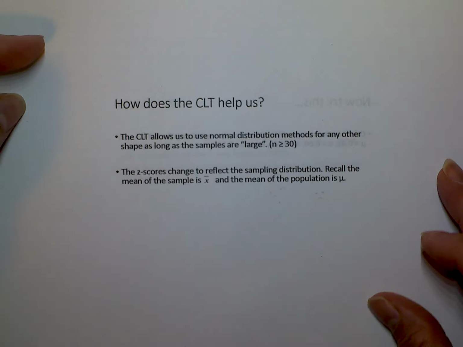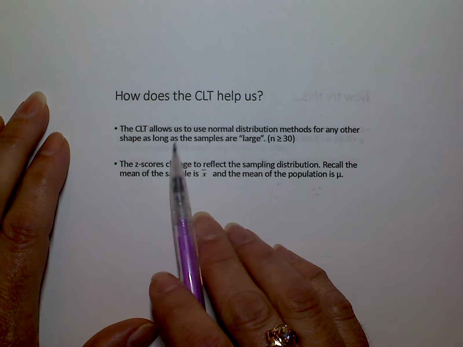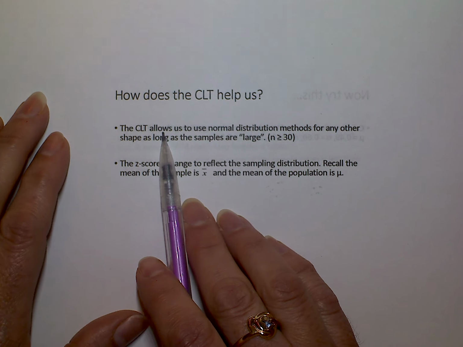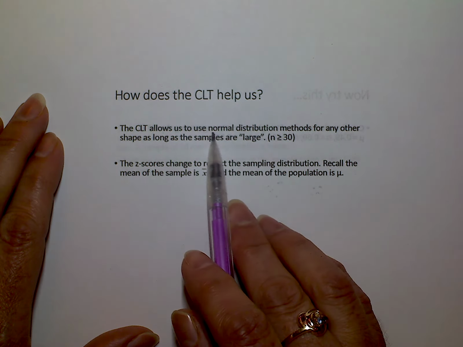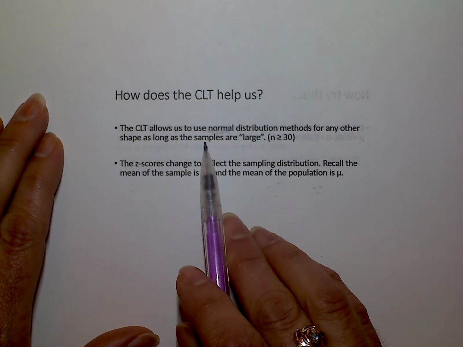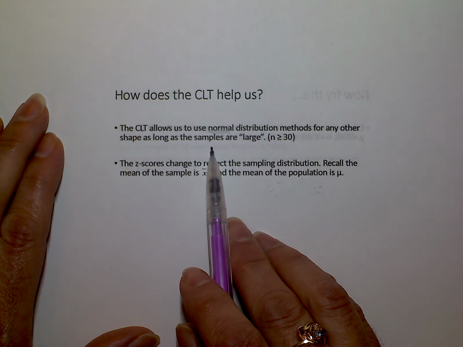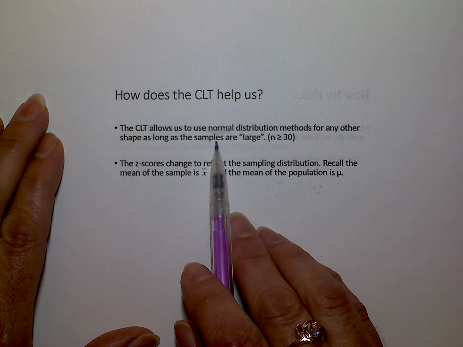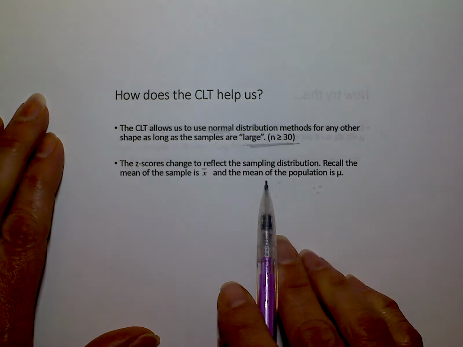All right, so how does it help us? Here's what it's doing for us. It allows us to take any other shape distribution, any crazy distribution, and use normal distribution methods. And what's great about that is it's easy. Don't we love normal distribution? You grab your table, you look things up, it's easy, okay? As long as you have largish samples, which means greater than or equal to 30.